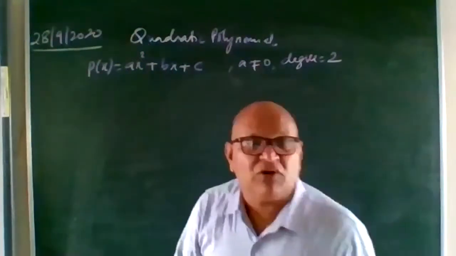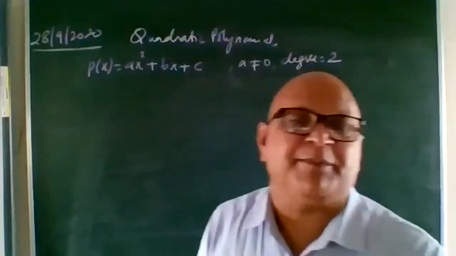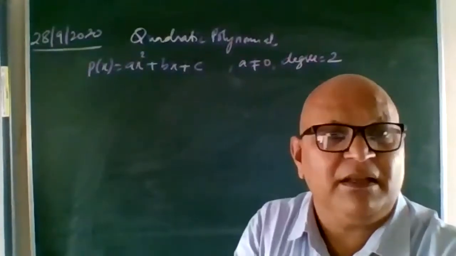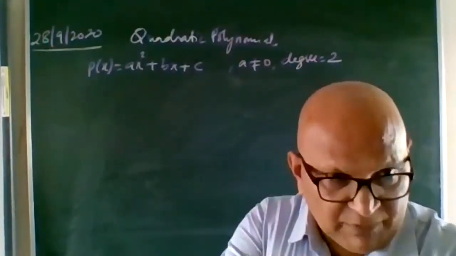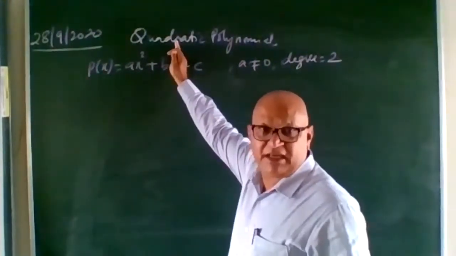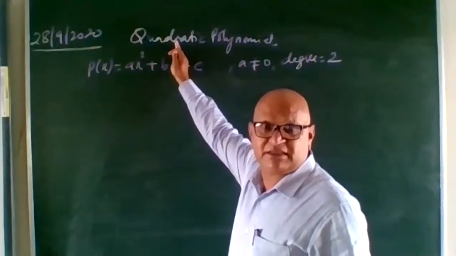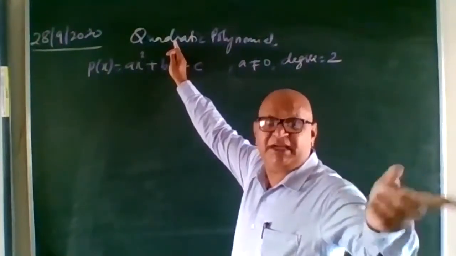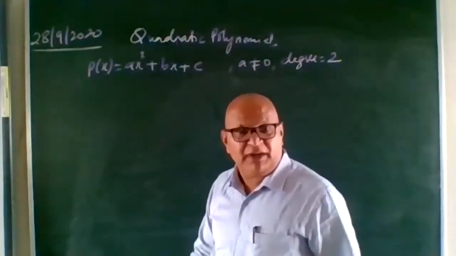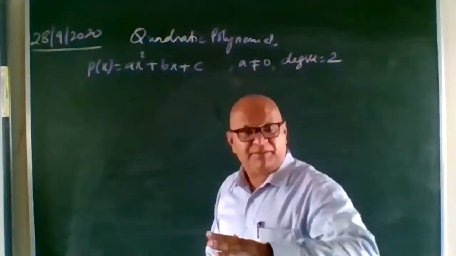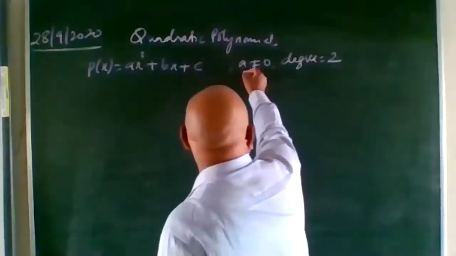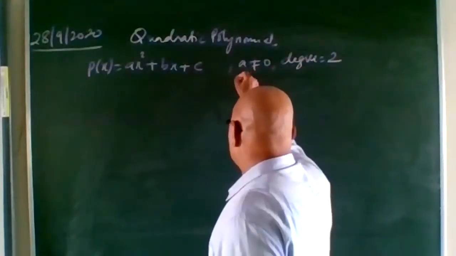Ax square. Now what type of quadratic polynomial is that? You will say monomial and quadratic polynomial. If I say ax square plus bx, that is a quadratic polynomial, but it is binomial. Now with three terms, that is trinomial. So ax square plus bx plus c, where a is not equal to 0, degree is 2.